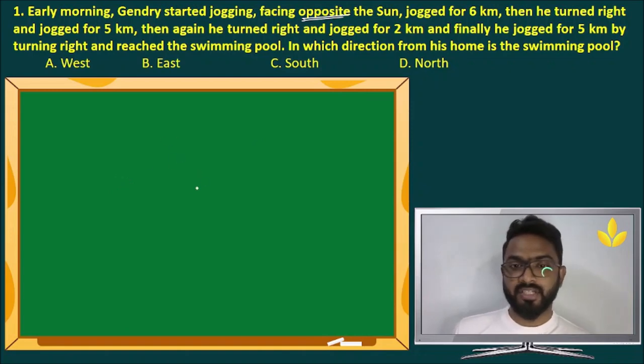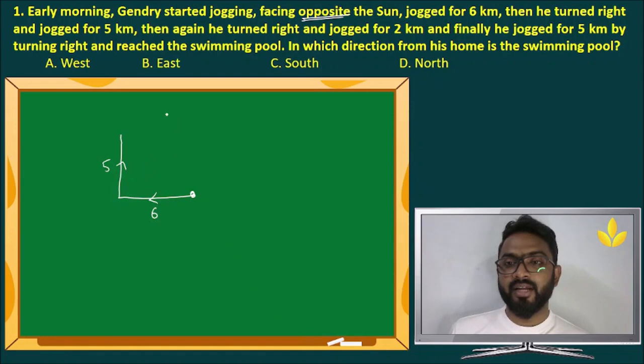Okay, and jogged for 6 kilometers. So Gendry started from here. He went to the left hand side, 6 kilometers. Then he turned right and jogged for 5. Right is, he's facing the left hand side, so his right should be up. 5. Then again he turned right and jogged for 2.